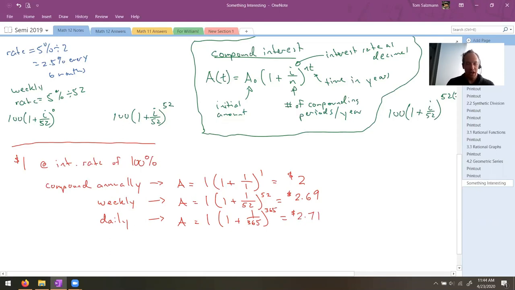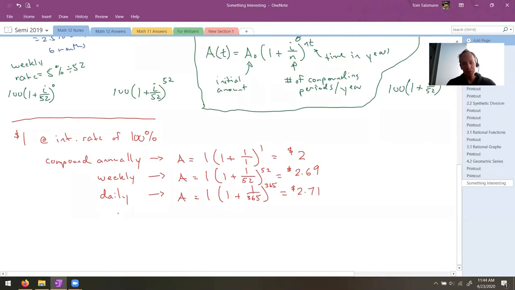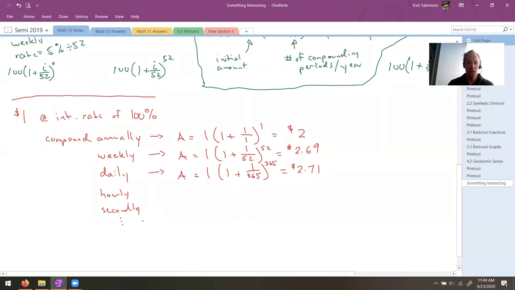So as you imagine, as we keep increasing the frequency of interest payments, we're going to get more and more money. We can have this daily, we could go hourly, we could go minutely, even secondly. In fact, if we keep going, we could have the frequency of the compounding periods happening right next to each other, like one after another.